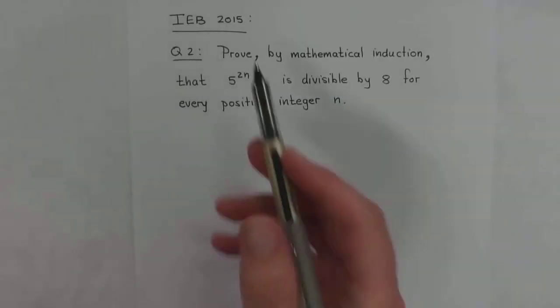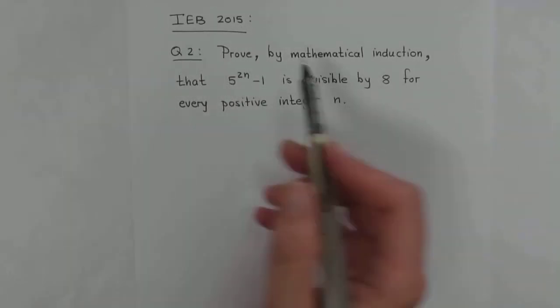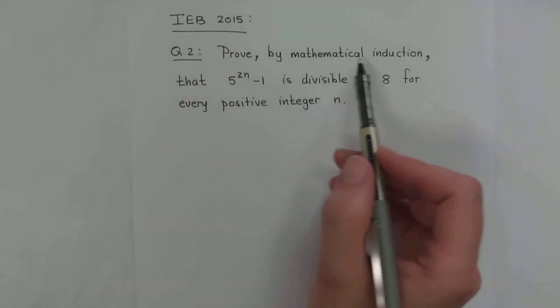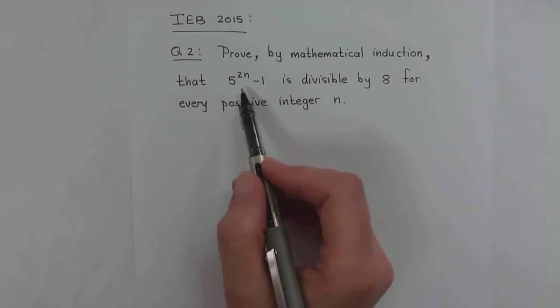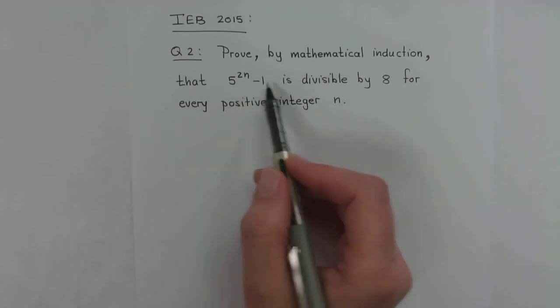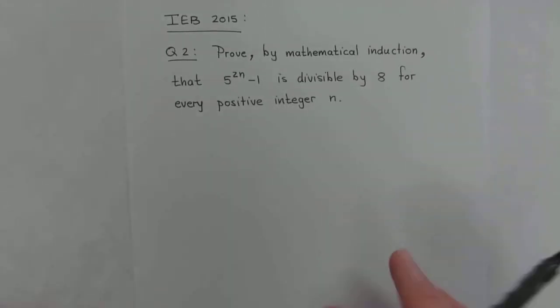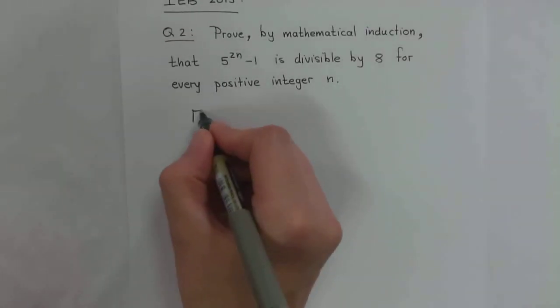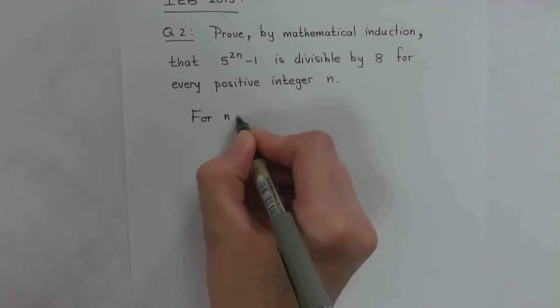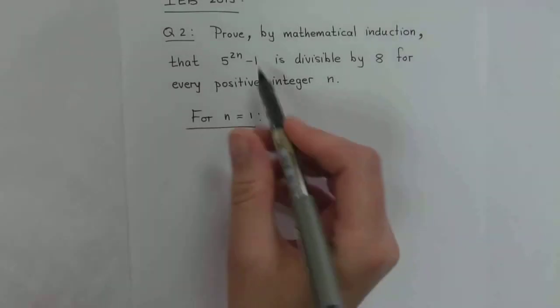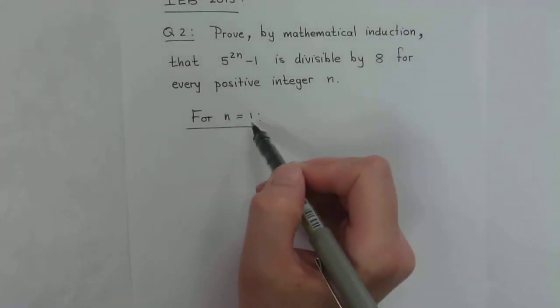Okay. Now this last example is in the IB 2015 paper, question 2. Prove by mathematical induction that this expression, 5 to the power of 2n minus 1, is divisible by 8 for every positive integer n. Okay, so we start again saying for n equal to 1, because obviously the positive integers start at 1.